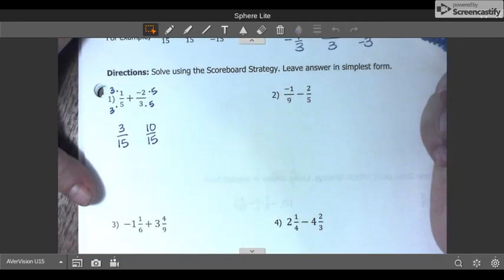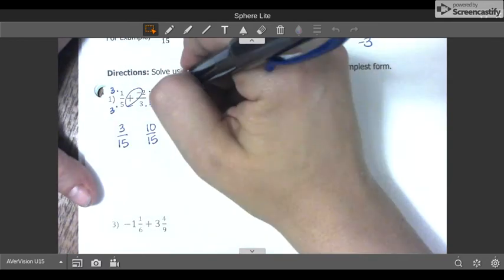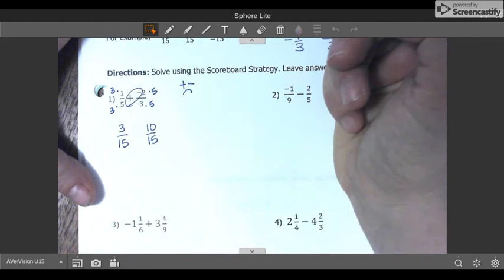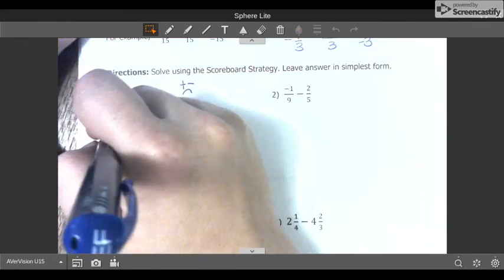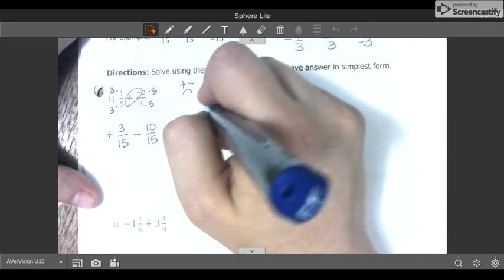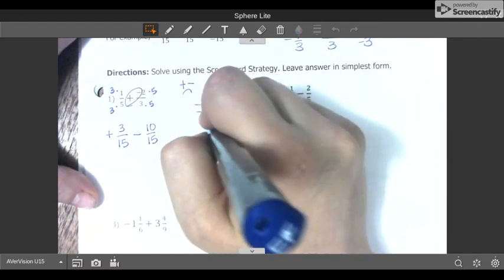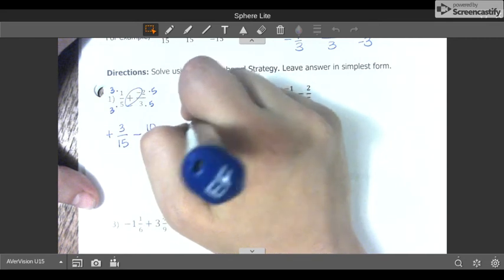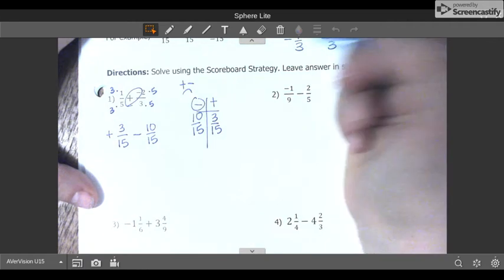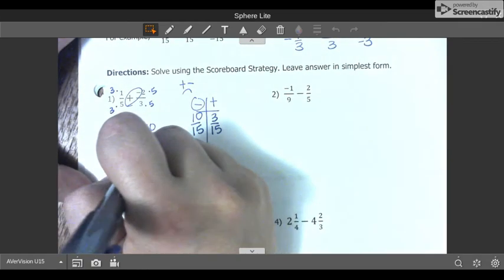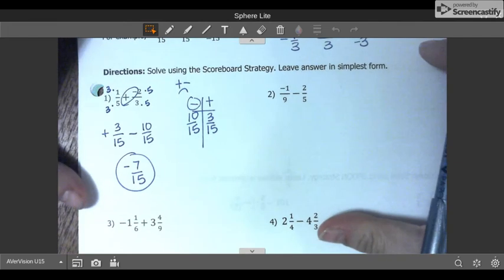Then I'm going to focus on those double signs. There's a positive next to a negative, which means that's really just going to be a subtraction problem. And this is a positive. Now I'm going to make a scoreboard since they have common denominators. So I have 3/15 and negative 10/15. Which sign wins? Negatives. By how much? Negative 7/15.